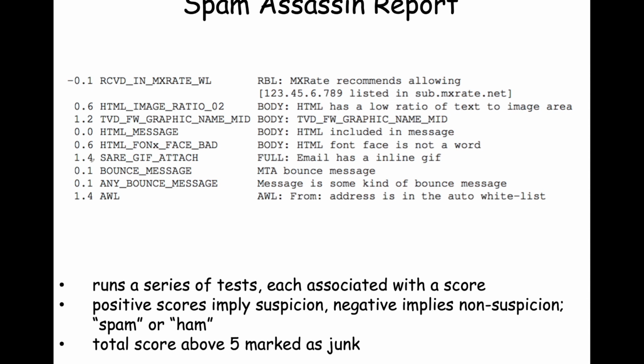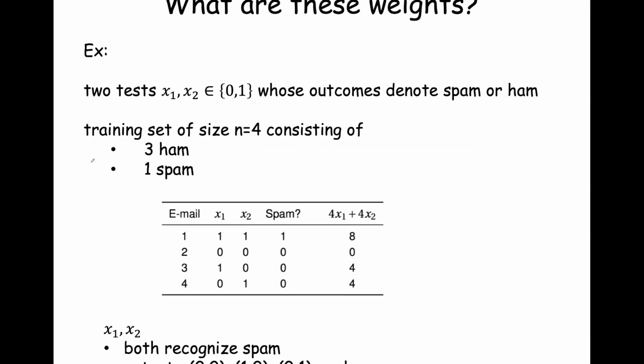So you have this rule base, and all of the rules in this rule base are run over each email that comes in, and the cumulative score associated with each rule is used to determine whether or not it is spam or it is ham, and it's typically associated with a threshold. So the total cumulative sum of all the rules, if it's 5 or more, then it is spam.